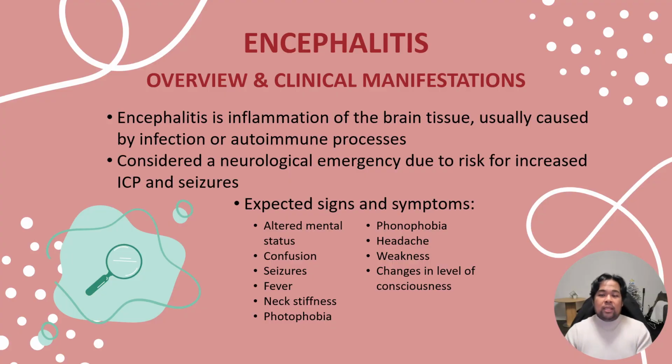All right, so encephalitis. Encephalitis, again, is the swelling or inflammation of the brain tissue, usually caused by infection or some sort of autoimmune disease. So these are the signs that you should know. This is also considered a neurological emergency. A lot of these are emergencies, right? So we will act fast. Again, it can cause increased ICP, and then we have the seizures that go along with it.